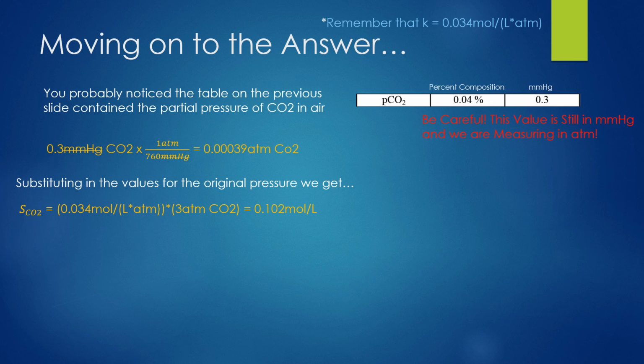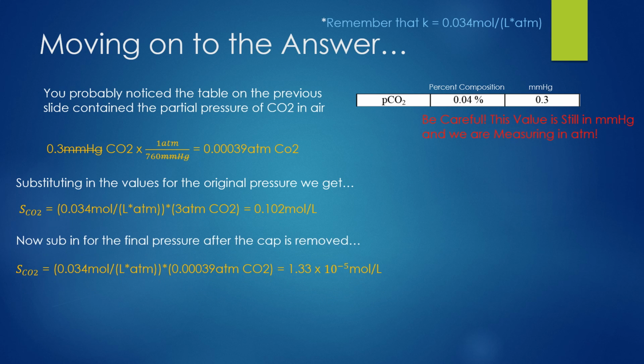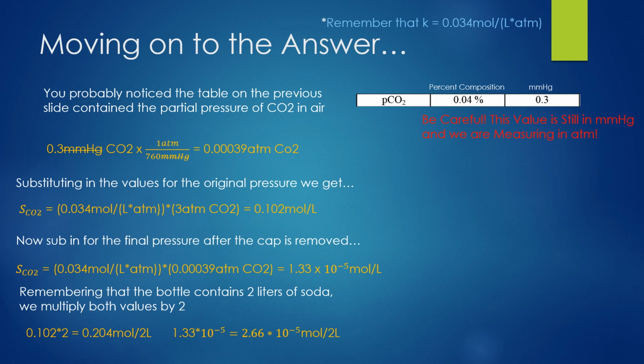Now we're in business. We have all the values needed to calculate the solubilities before and after, so let's do that. Subbing in 3 atmospheres and the K value, we get 0.102 moles per liter. Subbing in the partial pressure of CO2 in the atmosphere, we get 1.33 times 10 to the negative 5th. We do have to remember that this is asking for the amount of CO2 leaving in a 2-liter bottle, however. And because of this, we multiply both values by 2 to obtain the CO2 contained by 2 liters of soda.